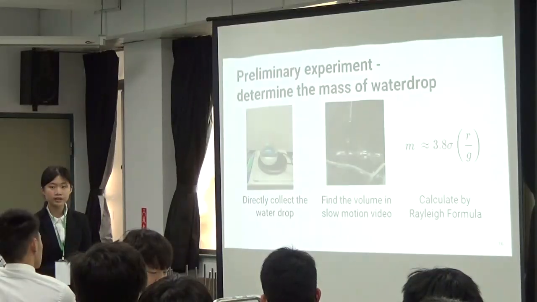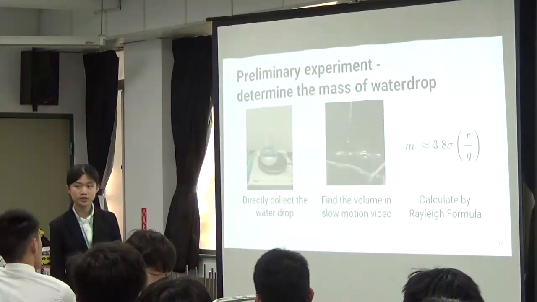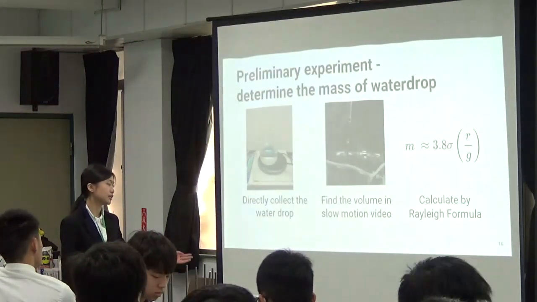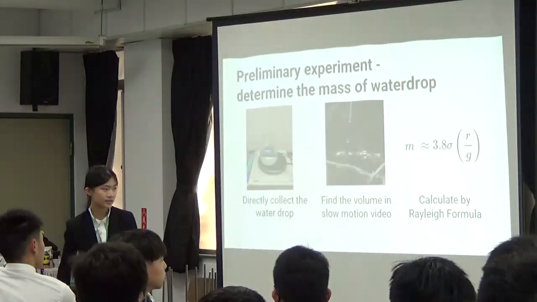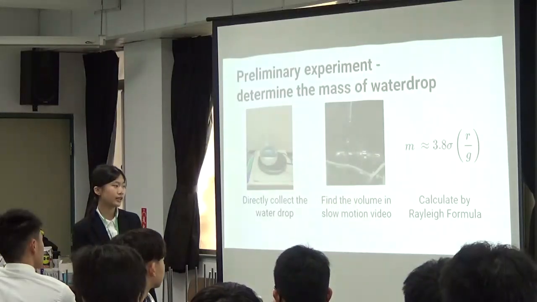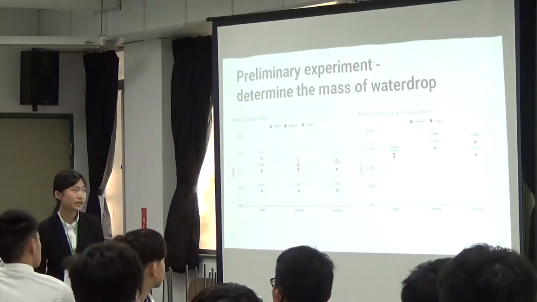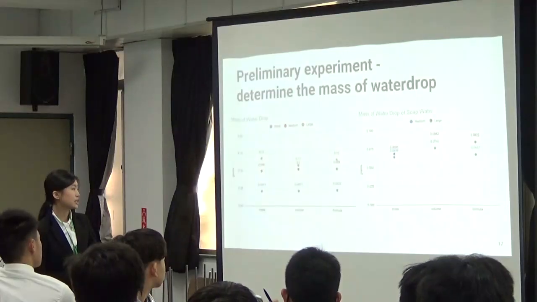We also determine the mass of the water drop in 3 different ways: by directly collecting the water drops, or finding the volume in the slow motion video and multiplying it by its density. We also calculate it by the Rayleigh formula. And here are the results of the mass of the water drop.